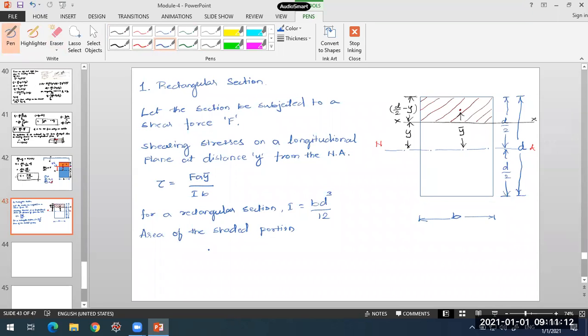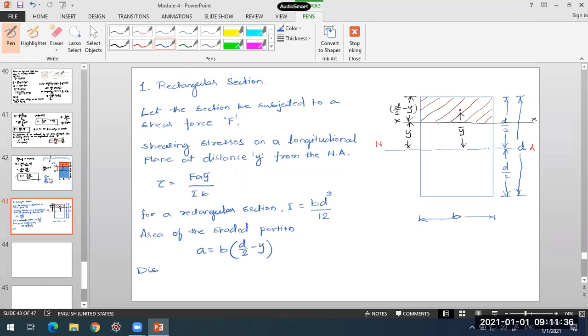So what is the area of the shaded portion? This is A, which will be equal to d by 2 minus y into b. b is the width of the section. This is a rectangular section, b is the width, and the depth is d by 2 minus y. So b into d by 2 minus y is my area.